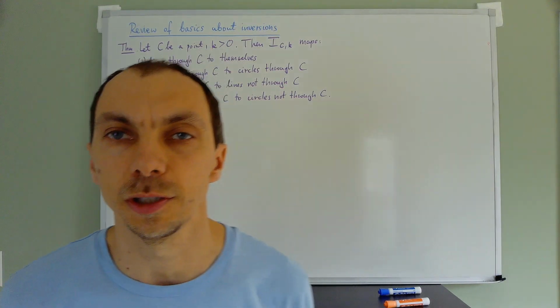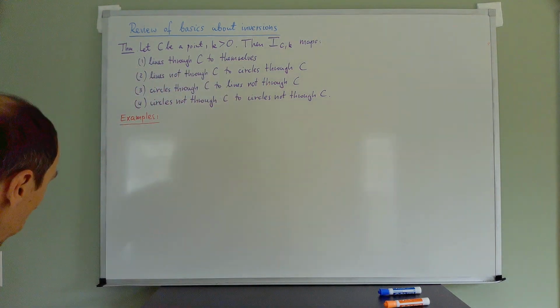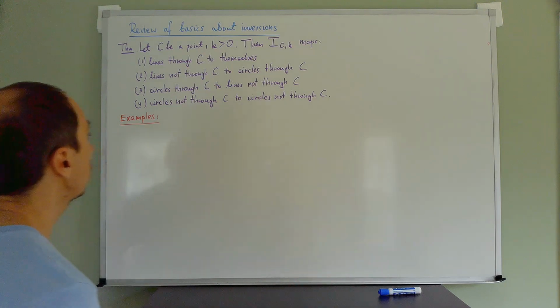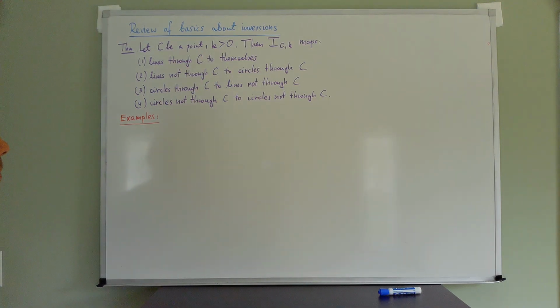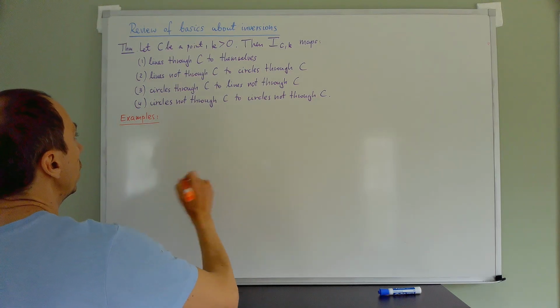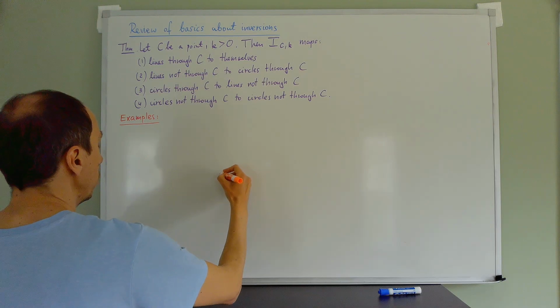Hello, welcome to part 2 of our review of basic properties of inversions, where we continue with the examples. So I still wanted to give one more example of the part 2, namely the simplest case, where the line does not go through C, but it is a tangent to the circle of inversion.